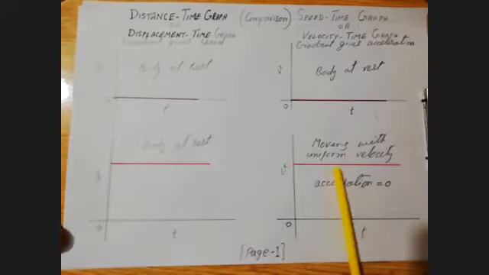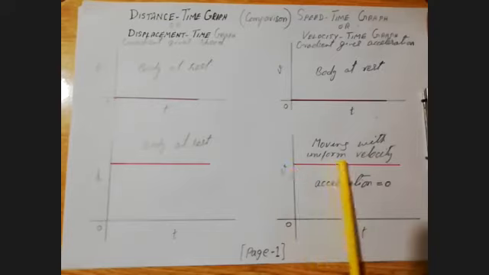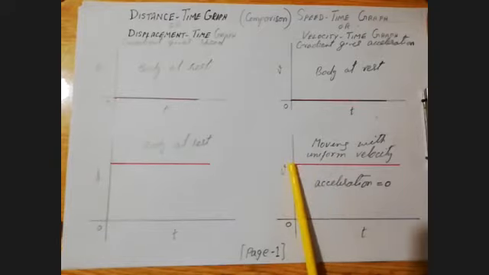But in the case of the velocity time graph, this is not showing that the body is at rest. This is showing that the body is moving with uniform velocity or constant velocity. The value of the constant velocity can be read from this point. Here, the value of the velocity may be given.